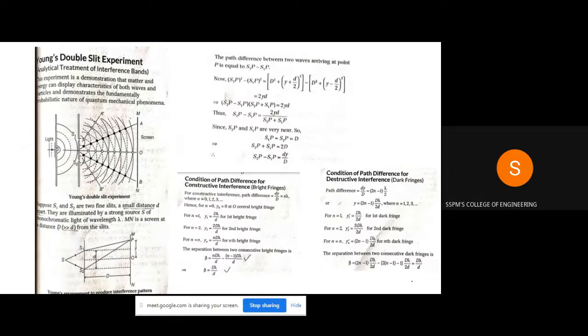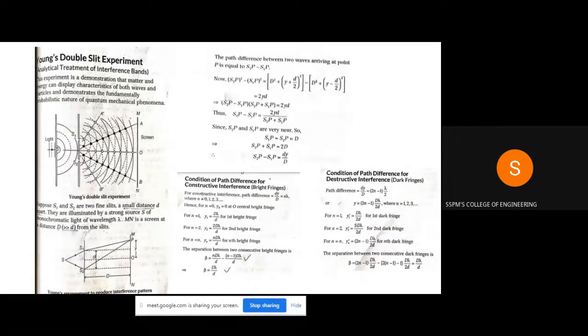So, what is the principle of superposition of waves that we have studied? After that, we have studied the condition for constructive interference, maximum of intensity, bright bands. What is the condition? Path difference equals n lambda. And what is the condition for destructive interference? Path difference equals (n plus or minus half) lambda, or (2n minus 1) lambda by 2. These conditions you have to remember while solving problems.